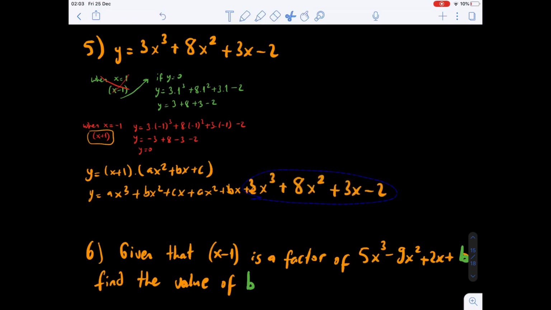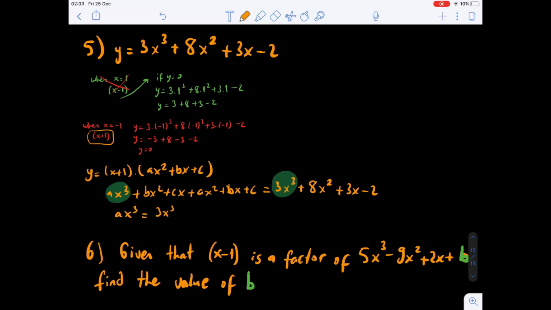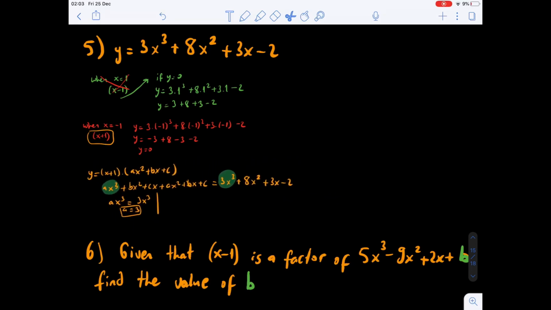Let me copy and paste it here, write it down, and put an equal sign in between. Let me remove y. Then let me highlight those like terms. ax cubed equals 3x cubed. So a equals 3. This is the first value we can find. Hold on, I'm going to organize here first. Okay, we found a right now.